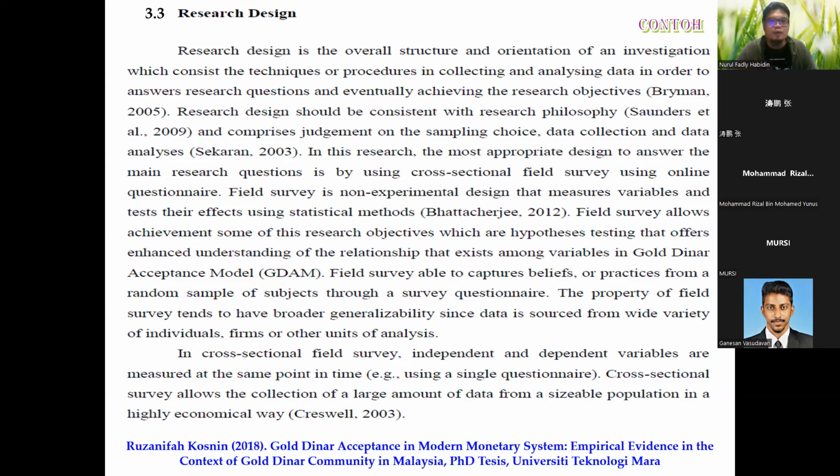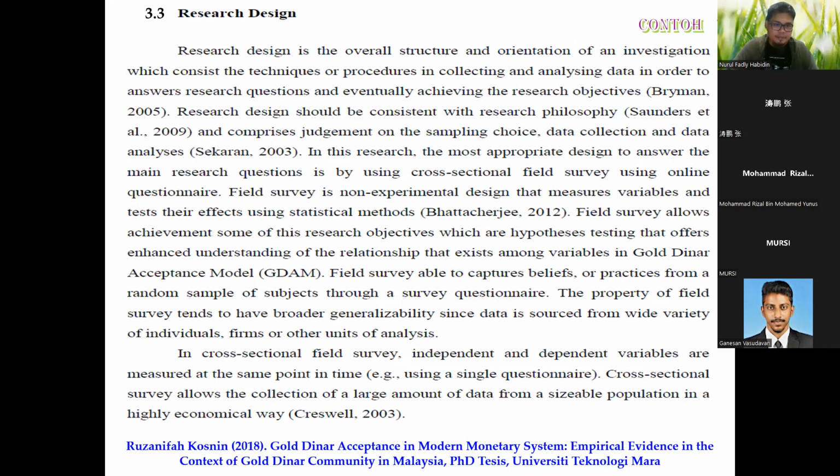So another point is really important: in order to answer all these matters, we should have them and write them in your research design. Sekaran also agrees. So this research design also assists us and comprises judgment on the sample choice and analysis calculation. Next, they reflect on their research. After they explain how research design is really important, supported by Bryman, Saunders, and Sekaran, they also show how this matter relates to their research.